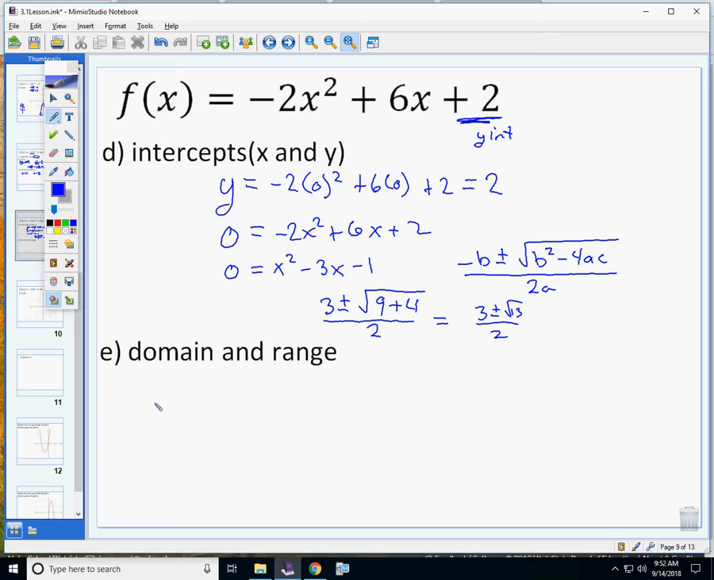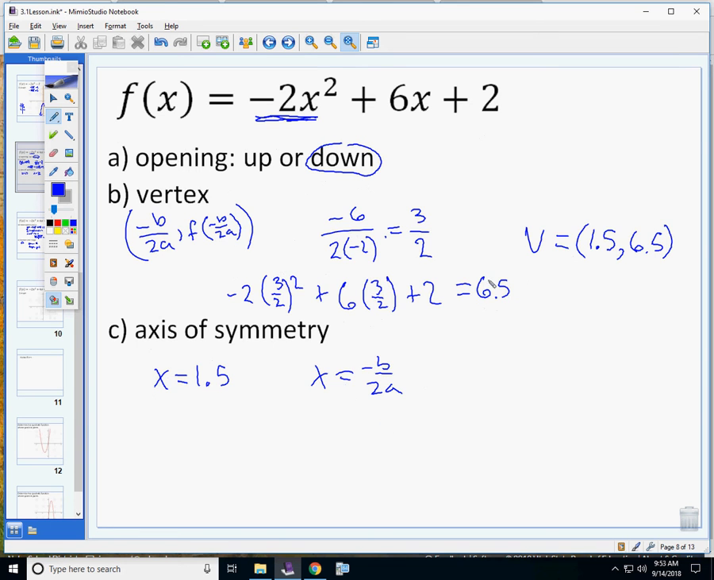Now your domain, this is an upside down parabola. Remember that we can plug in any real x we want. So your domain for the function is all real numbers. The range of the function would only go up to the vertex, and everything below that. So y would be less than or equal to the y-coordinate of your vertex, which was 6.5.